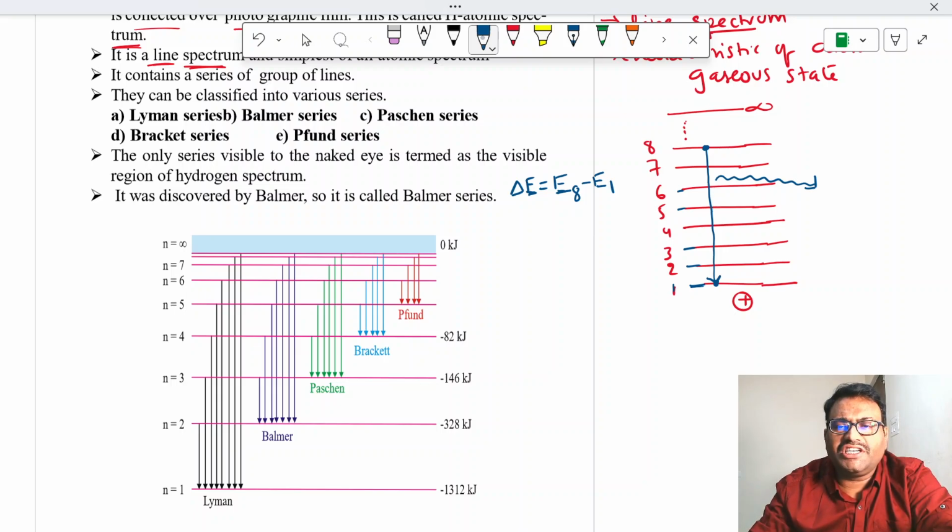So how much energy has it released? That energy is released in the form of a spectrum or spectral line. And how much energy is associated with that spectral line? It is the difference between the energy levels of 8 and 1, because here it is returning from the 8th energy level to the first energy level. This is one possibility for the electron to move to the original state. There are different possibilities.